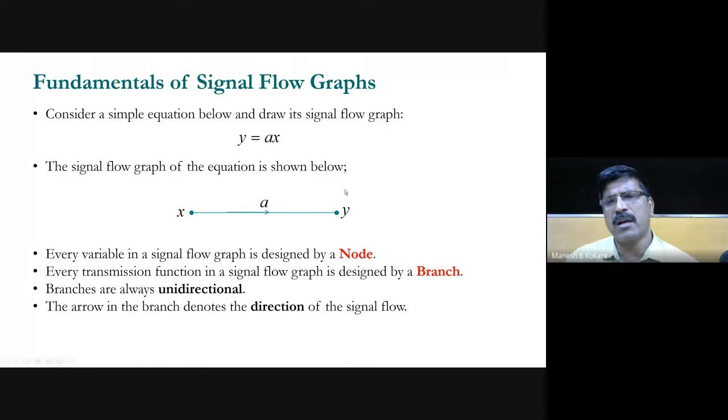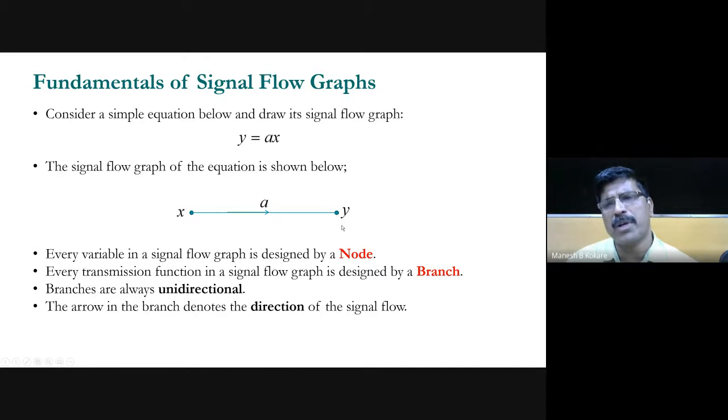Now see that here, this is one node, this is another node, and this is the branch. The branch has a gain equal to a. Now, the relation between this node and this node is that this signal will be equal to this signal multiplied by this branch gain. So y is equal to x into a.